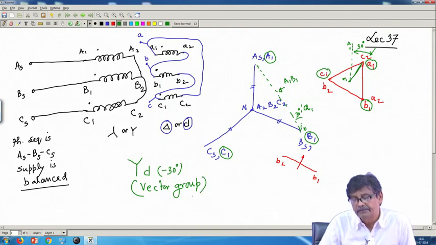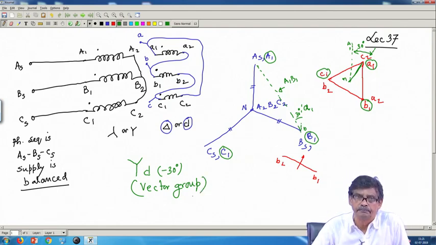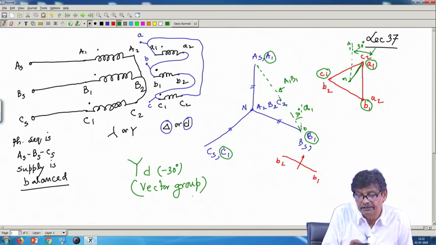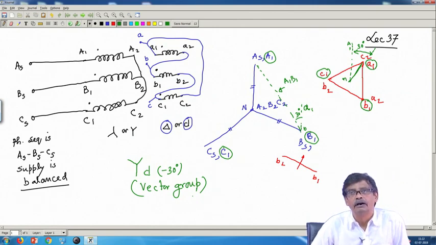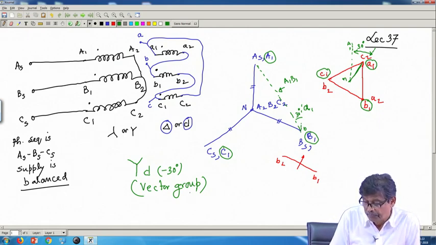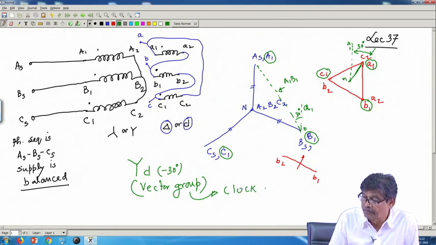Is also expressed in terms of a clock, minute and hour hand positions, and the angle between them. That is how. So, I will first explain that, then explore more interesting connections after that. So, first the clock convention: the vector group can also be expressed, instead of showing the angles, by clock convention.